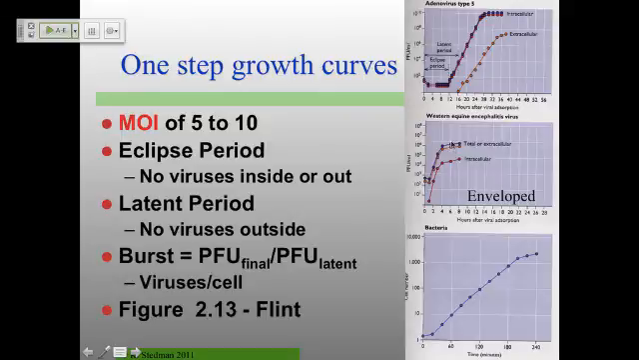So if you see something like this, where you've got intracellular and extracellular identical to each other in a one-step growth curve, it's almost definitely going to be an enveloped virus particle. If you see a difference, then it's usually going to be a naked virus particle.